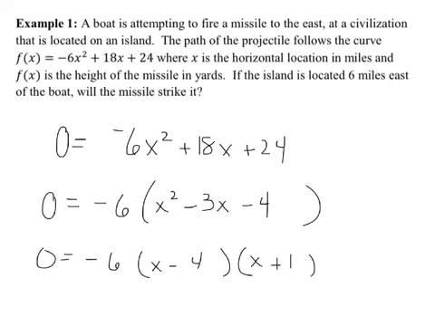Yes, so the sum of these numbers is b, and the product of these numbers is c. Again, 1 times negative 4 is negative 4, 1 plus negative 4 is negative 3. So remember, the middle term represents the sum of these. The end term represents the product of these, always. That's how we come up with our factors.